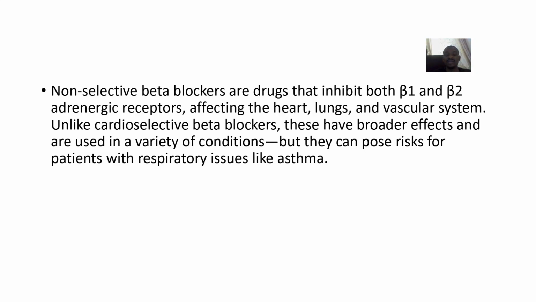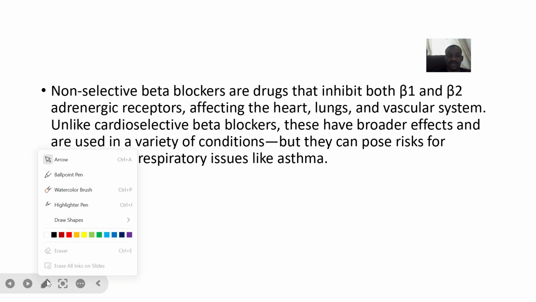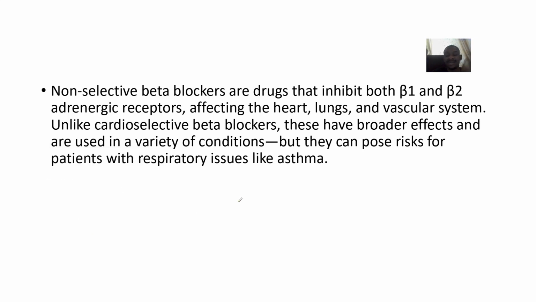So for the non-selective, there are drugs that inhibit both beta 1 and beta 2. They can affect the heart, they can affect the lungs, they can affect the vascular system. That's like any system that has the beta receptors in it. Unlike the cardioselective ones, which act only on the heart, the non-selective ones have a broader effect.